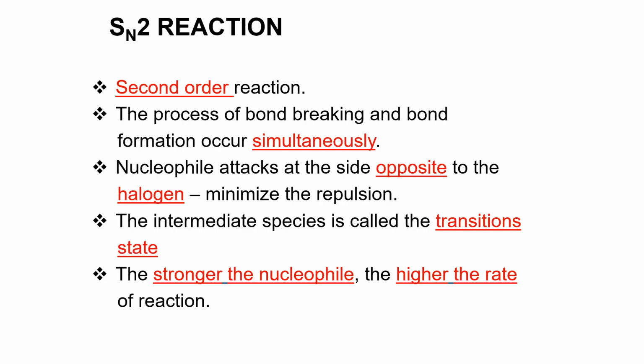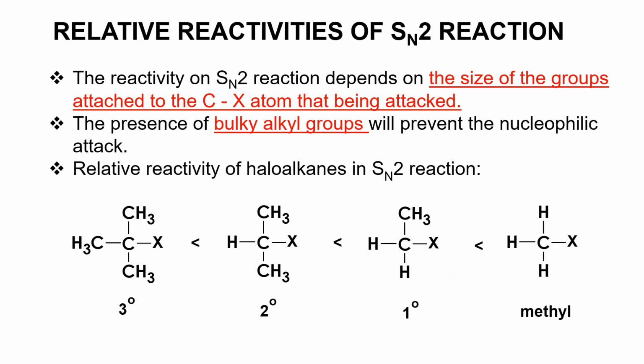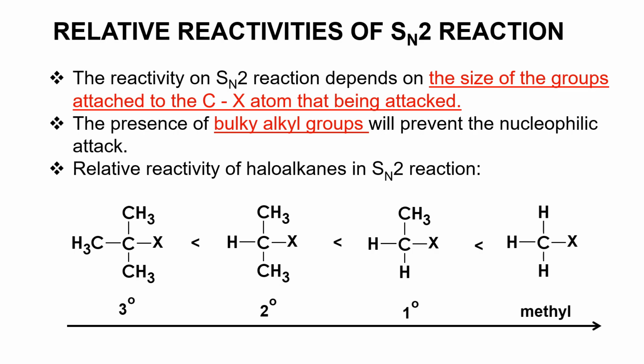The nucleophile attacks at the site opposite to the halogen to minimize repulsion, so the intermediate species formed is called the transition state. The stronger the nucleophile, the higher the rate of reaction. The reactivity of SN2 reaction depends greatly on the size of the group attached to the carbon atom that is being attacked. The presence of bulky alkyl groups will prevent the nucleophilic attack.